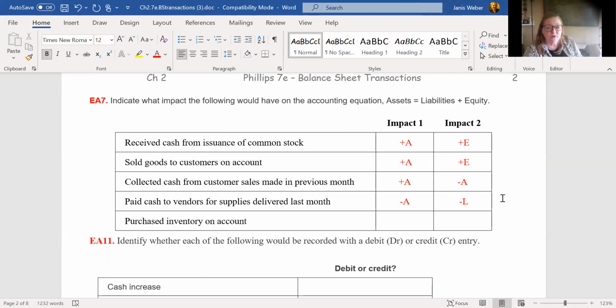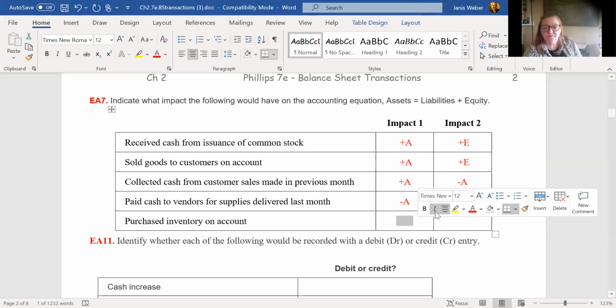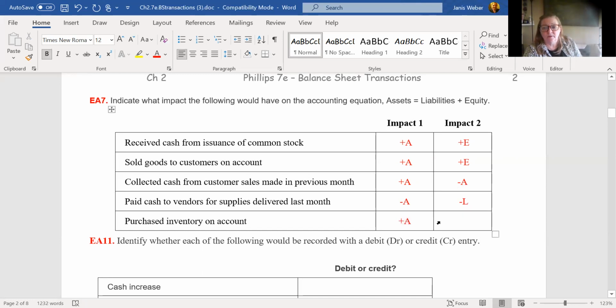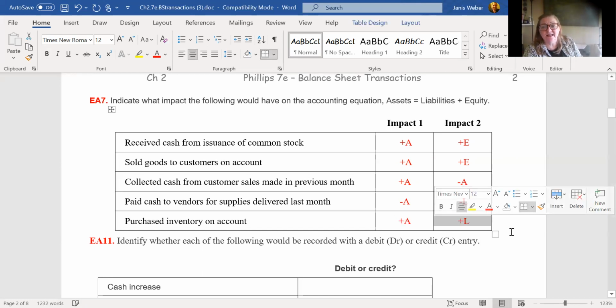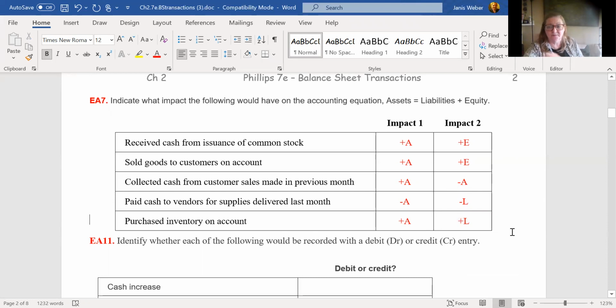Okay, then the last one, purchased inventory on account. We're increasing an asset, and then we're going to increase the accounts payable. So we're going to increase an asset and increase a liability.